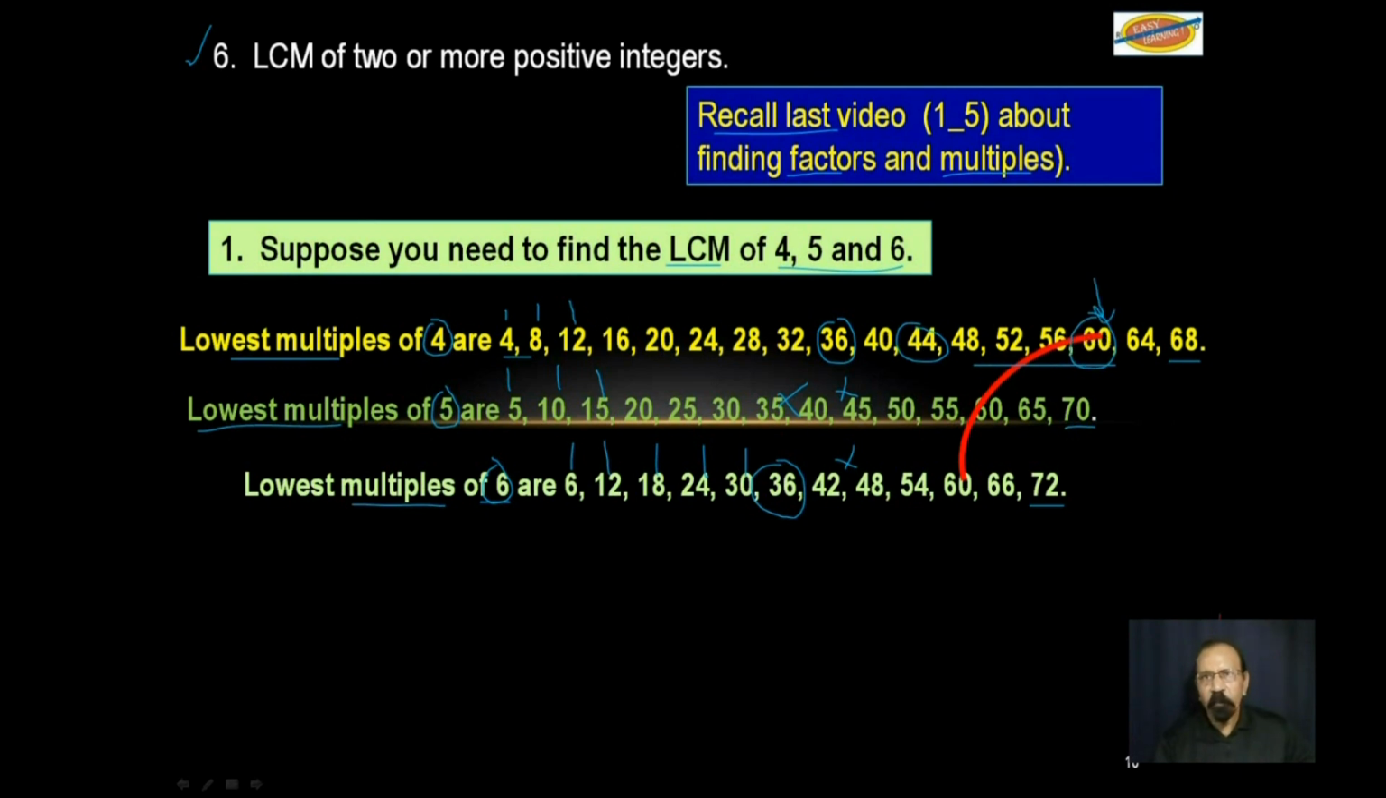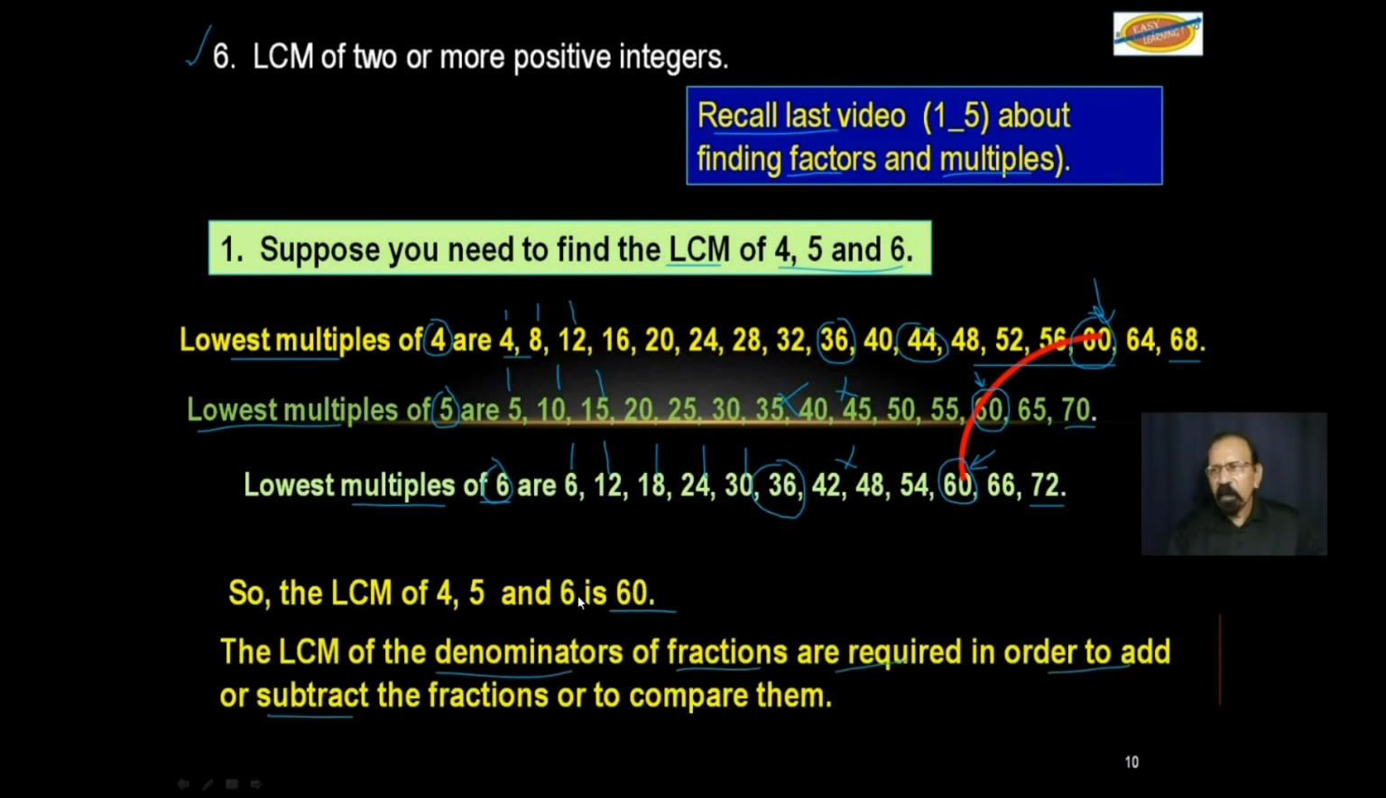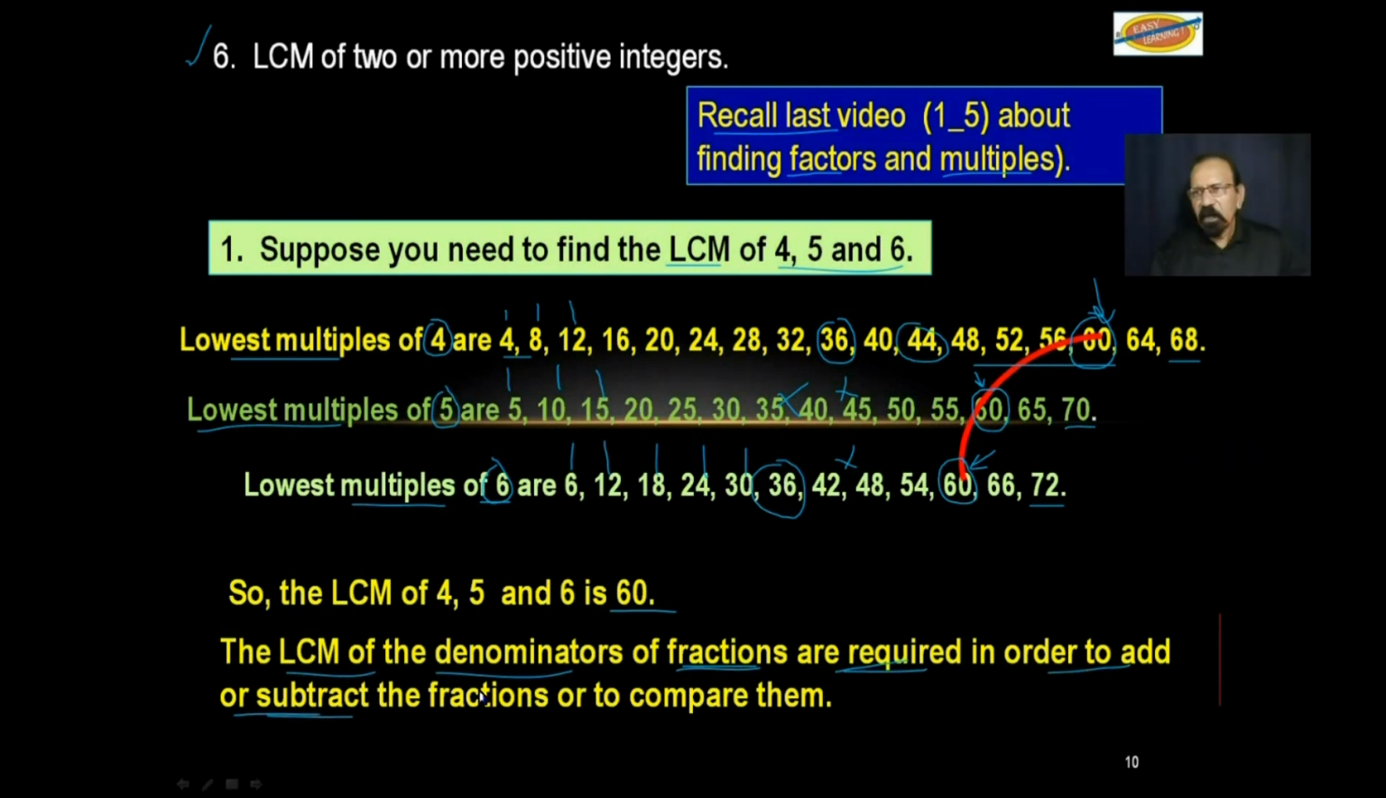It is a multiple of 4. 60 is in this list. It is a multiple of 5. And 60 is in this list. It is a multiple of 6. So the lowest multiple that is common for those three numbers, 4, 5, and 6, is 60. The LCM of denominators of fractions are required in order to add or subtract fractions or to compare them.